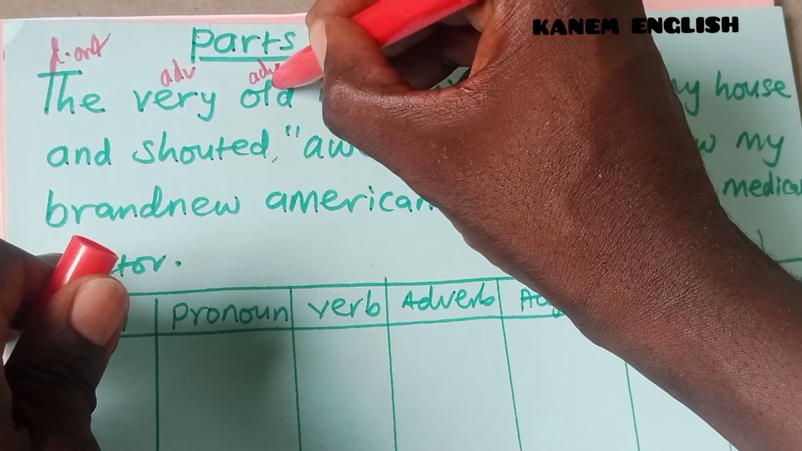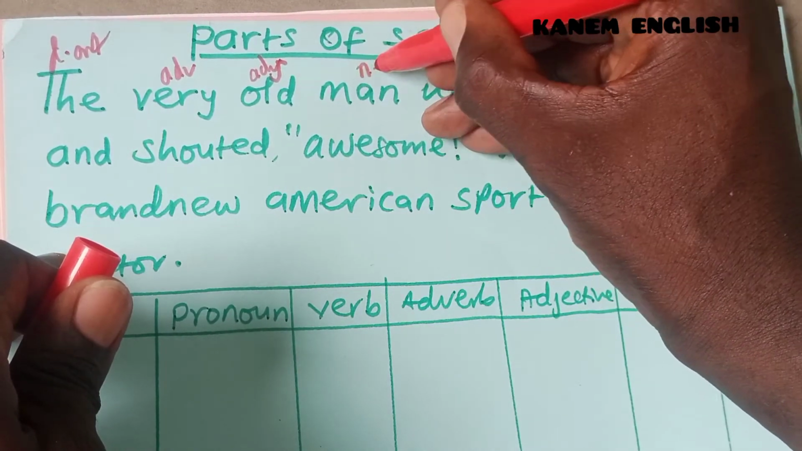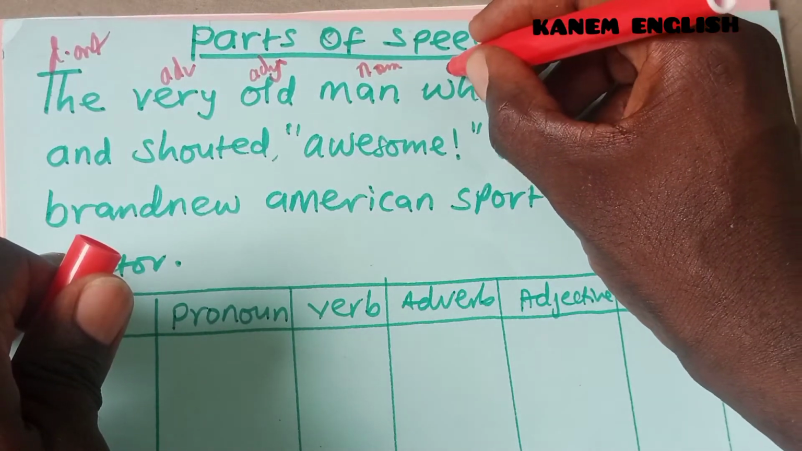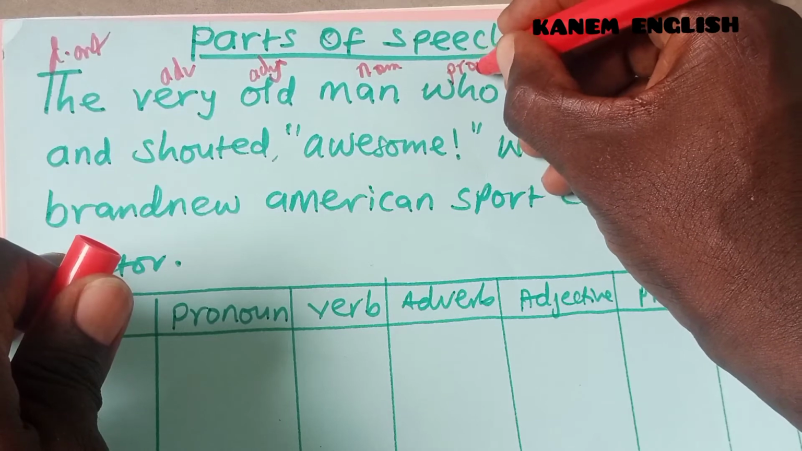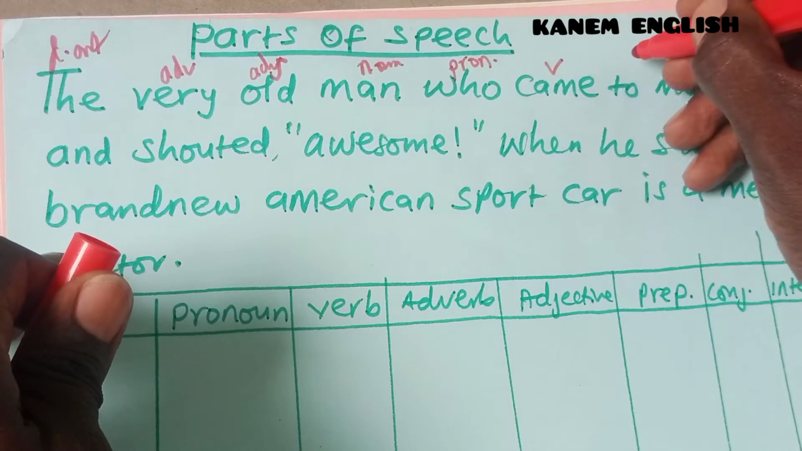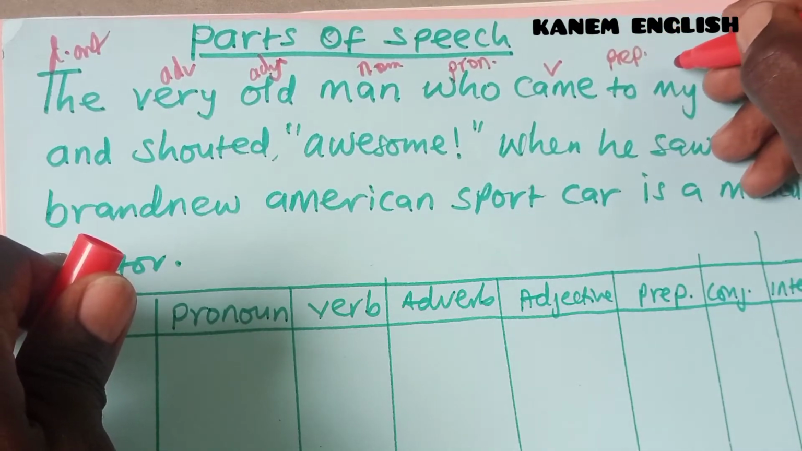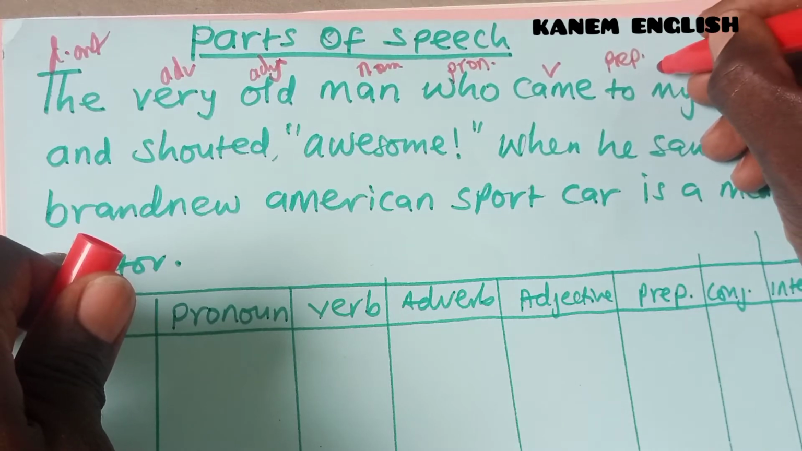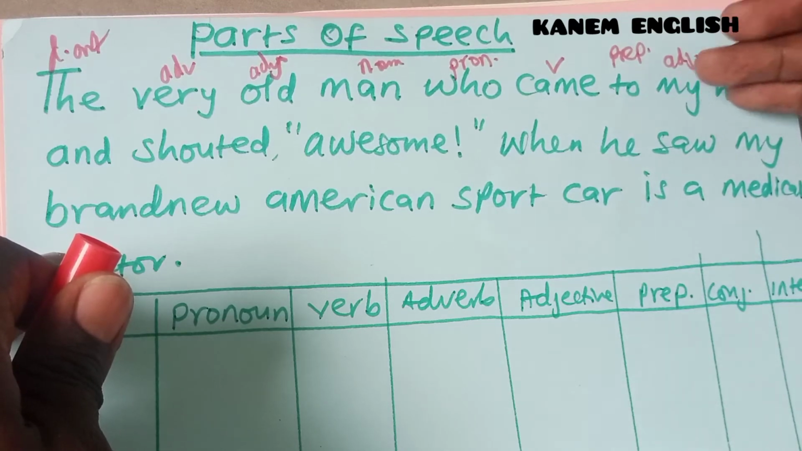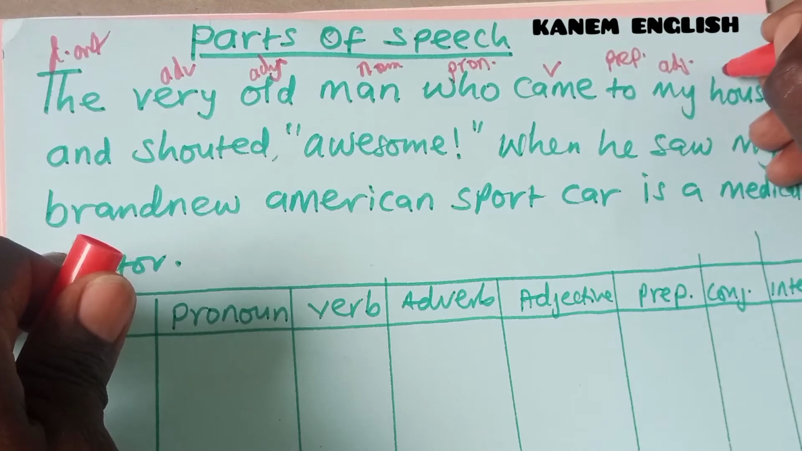Yes. Then we have man, which is noun. Then we also have who, which is pronoun, that is relative pronoun. Then we also have came, which is verb. Then we have to, which is the preposition. Then we have my, which is adjective, possessive adjective. Let me say my house. So this one is telling us about the house, which is the possession.